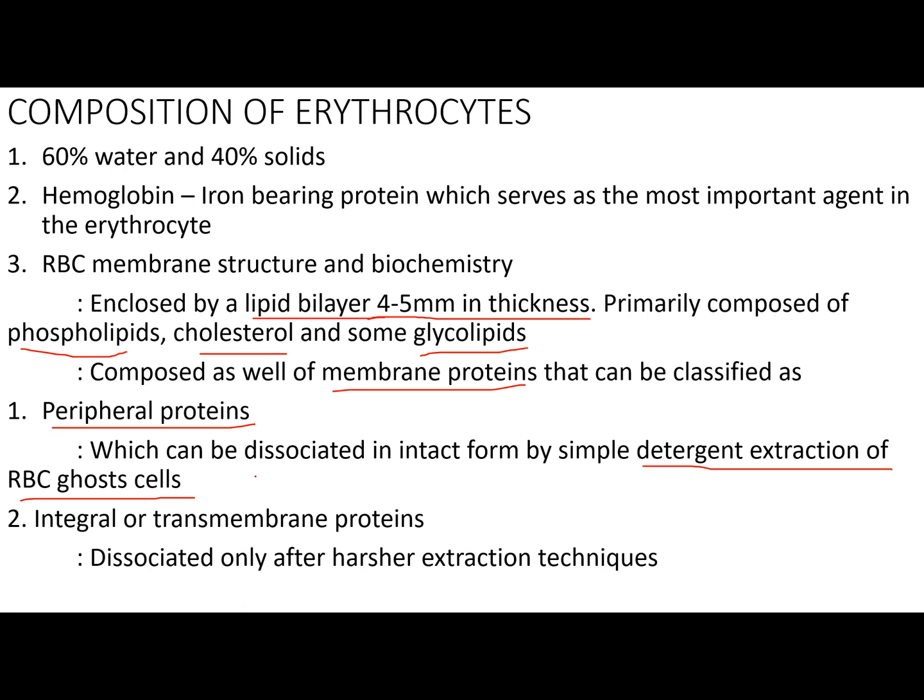Now, ano ba tong ghost cells na to, class? Ghost cells are RBCs found in the urine. They tend to appear clear. Kaya sila tinawag na ghost cells, class, kasi clear sila. And then, we have your integral or transmembrane proteins. This is only dissociated after using harsher extraction techniques. So please copy.